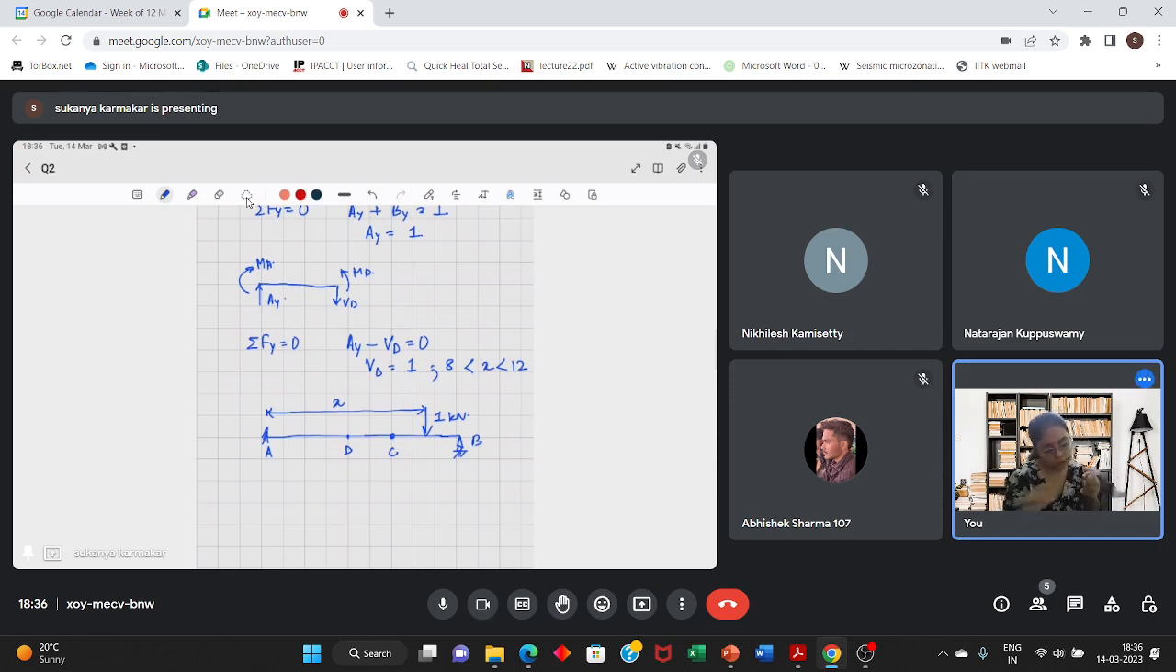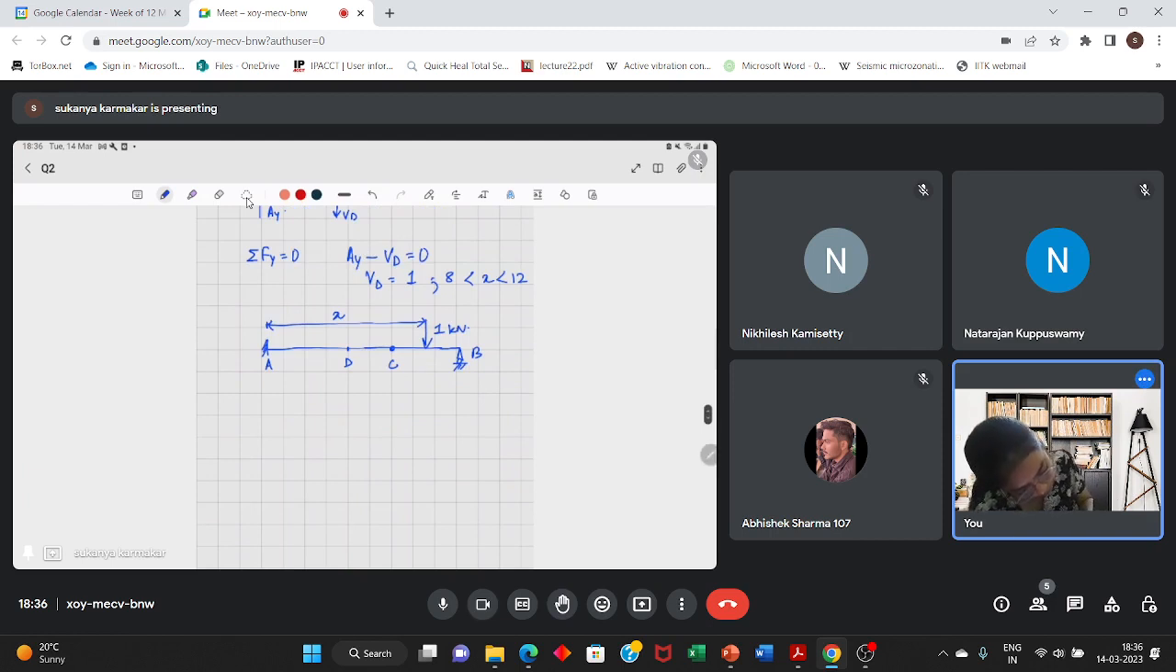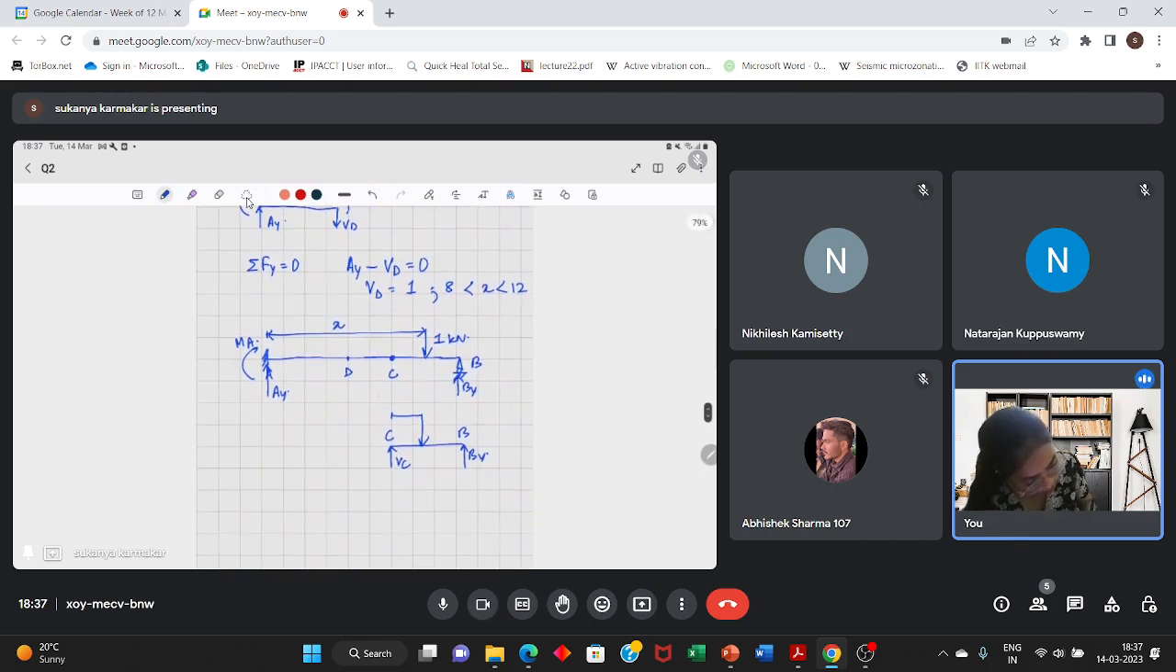So now here the reaction is Ay, and the moment is Ma. Now consider this portion. This is By, this is Vc. This point C, V, and you have a unit kilonewton, 1, acting here. And how much is this distance? This is x minus 12.